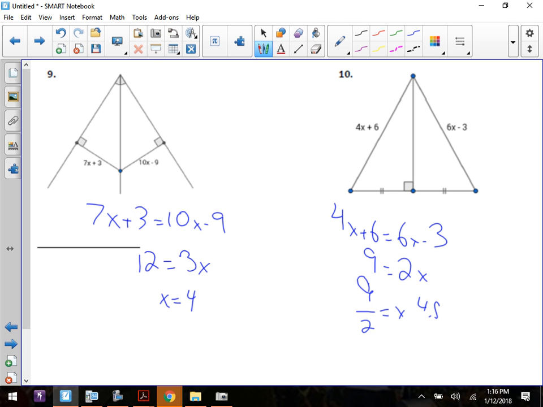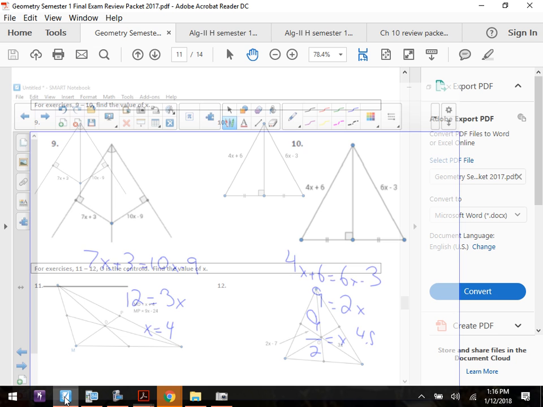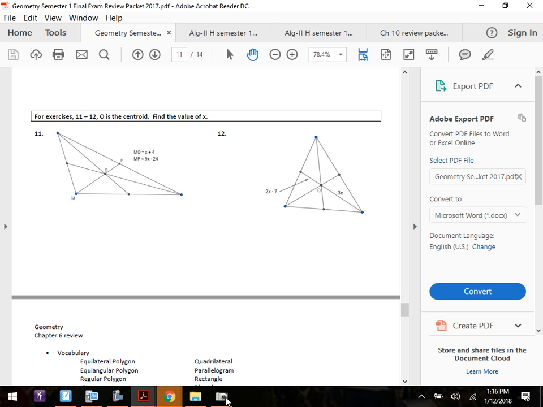And the last ones are the weird ones about dealing with what we call that centroid. When you're dealing with the centroid, remember we had certain scenarios, depending upon what you are given.